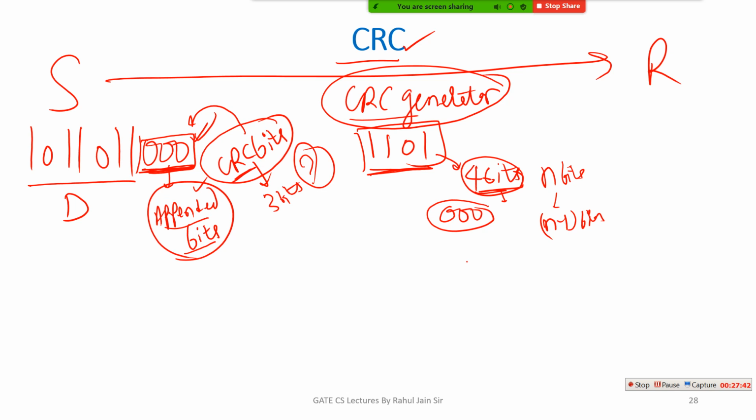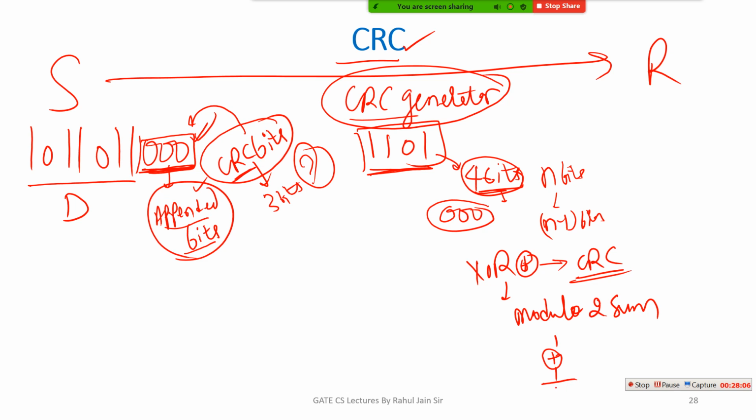XOR operation is also called modulo 2 sum. It means we add 1 plus 1, which is 2, divide it by 2, and the remainder is 0. So 1 XOR 1 equals 0. For 1 plus 0, the sum is 1, and dividing 1 by 2 gives remainder 1. So 1 XOR 0 is 1, 0 XOR 1 is 1, and 0 XOR 0 is 0. Is it clear, guys?